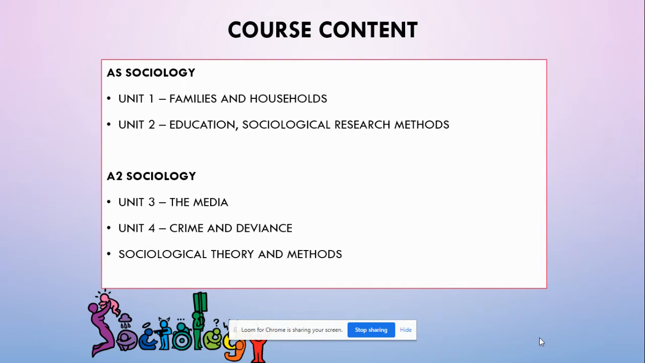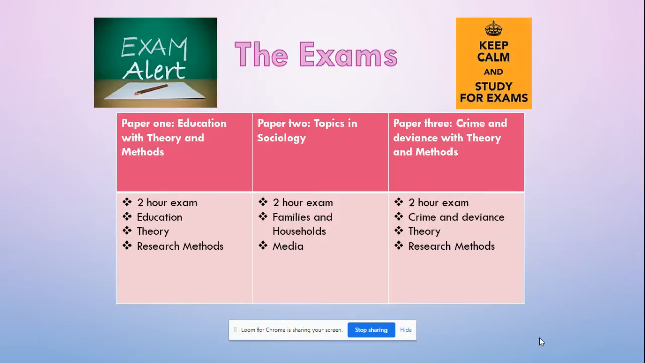We also look at sociological theory and method. So this is the stances people take with a view of society, and we also look at how sociological research is actually carried out. In terms of assessments, you have 3 exams at the end of year 13.